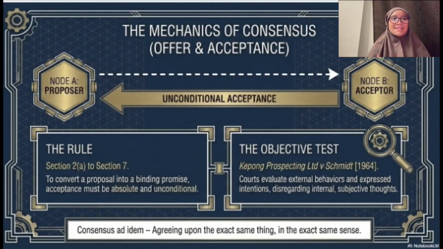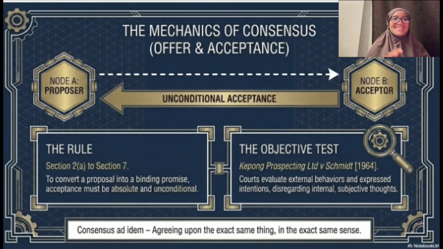This means the acceptor must agree completely to the exact terms proposed by the offerer without making changes or adding new conditions. If changes are introduced, it may no longer be considered acceptance, but instead a counter-offer. Under Section 2A to Section 7, for a proposal to become a binding promise, acceptance must be absolute and unconditional.